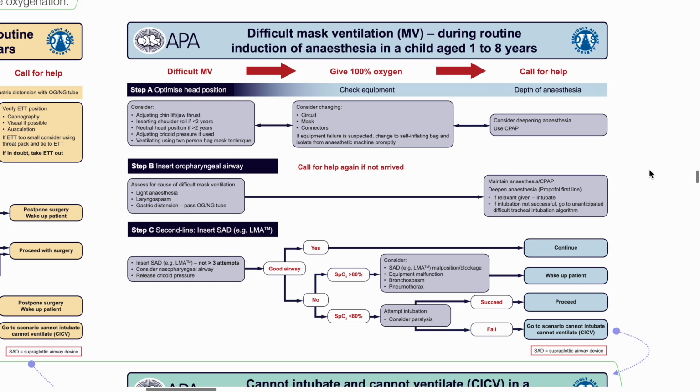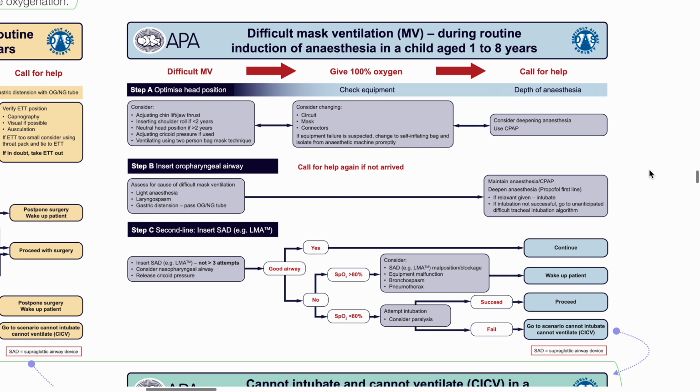Assess for cause of difficult mask ventilation, such as light anesthesia, laryngospasm, and gastric distension. Pass OG or NG tube. Maintain anesthesia, maintain CPAP, deepen anesthesia, propofol first line. If relaxant is given, intubate. If intubation not successful, go to unanticipated difficult tracheal intubation algorithm.